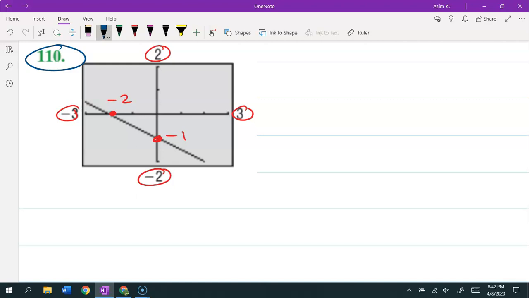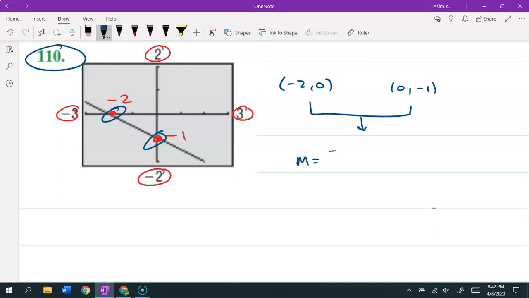Okay, so what you'll say is, all right, there's two coordinates. The first coordinate is negative 2 comma 0, right? And the other coordinate is 0 comma negative 1, which is basically the y-intercept, right? So take these two and create a slope out of them.